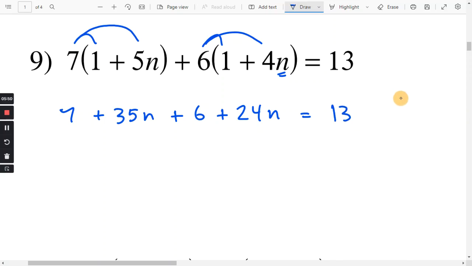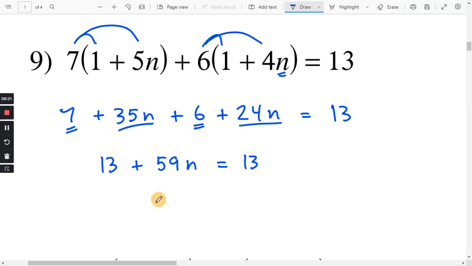All right, step 2, combine like terms on either side. So we have 7 plus 6. That will give us 13. And we have 35n plus 24n. 35 plus 24 is 59. And we still have the n on each one. And that equals 13.